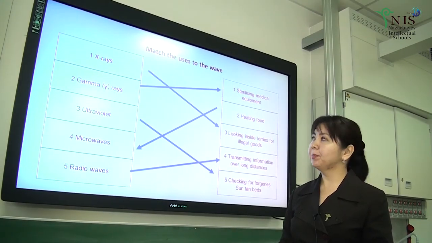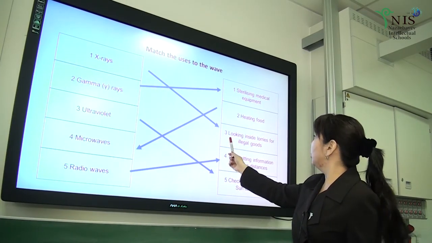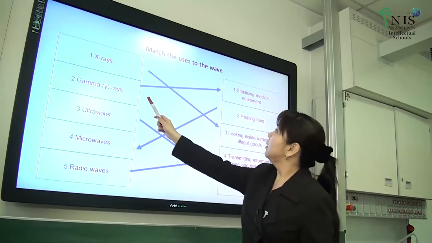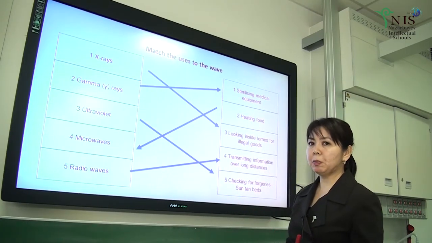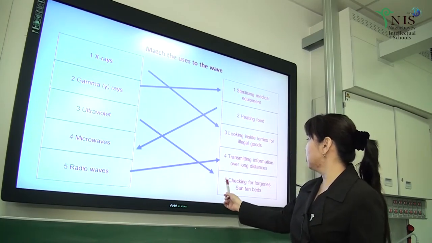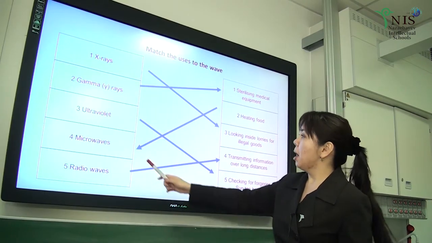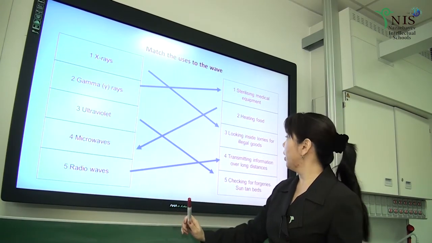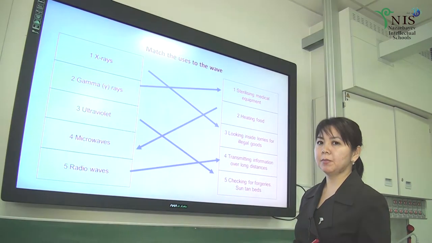Let's do it together. X-rays are used for looking inside lorries for illegal goods. Gamma rays are used for sterilizing medical equipment. Ultraviolet electromagnetic waves are used for checking for forgeries and suntan beds. Microwaves are used for heating food. And radio waves are used for transmitting information over long distances.